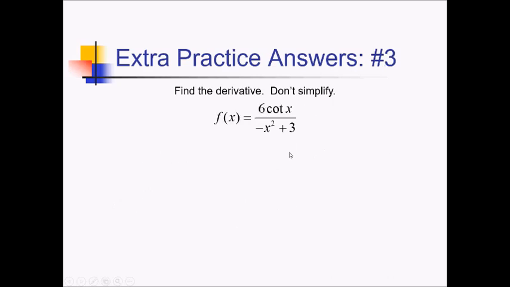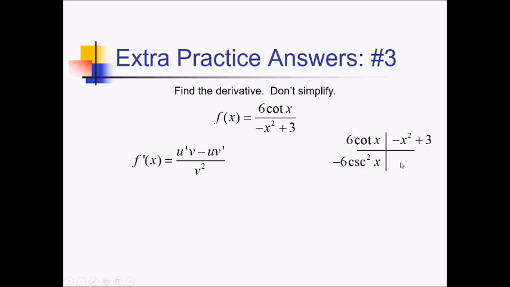To find the derivative of this function, we're going to have to use the quotient rule. So that'll be u prime v minus uv prime over v squared. Setting up our box and ribbon to organize it, we've got the numerator, 6 cotan of x, denominator, negative x squared plus 3, and their derivatives, which will be negative 6 cosecant squared of x, and this will be negative 2x.